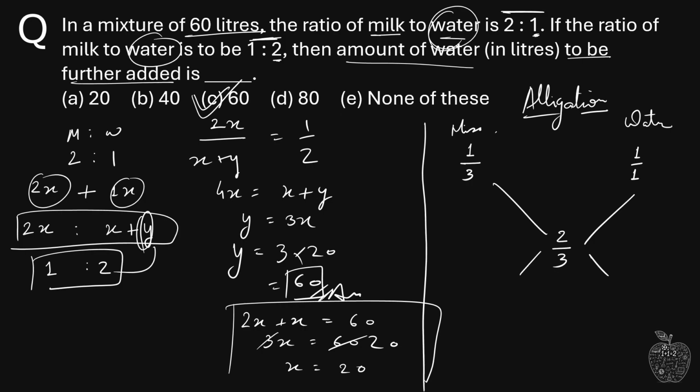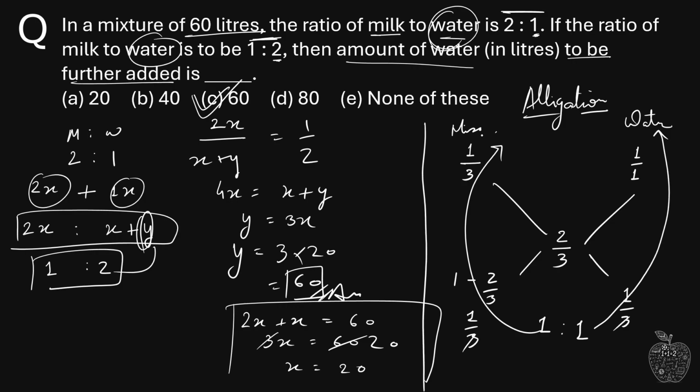Now let's get the difference here. The difference of 1 and 2 by 3 here will be 3 minus 2, 1 by 3, and the difference of 2 by 3 and 1 by 3 is obviously 1 by 3. So the ratio that we have here is 1:1. This one is of mixture and this other one is of water. Now since the mixture is 60 liters, when we multiply this one with 60, we get the mixture. Similarly, we multiply this one with 60, and we get the amount of water to be added. So 60 into 1 is 60. Again, we have got the same answer, which is 60. So here again, option C is the correct one.